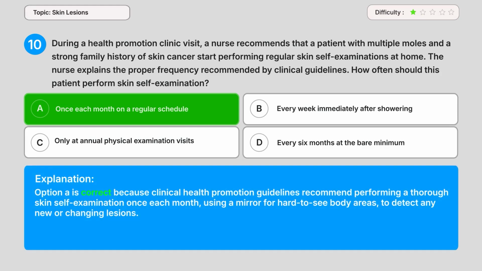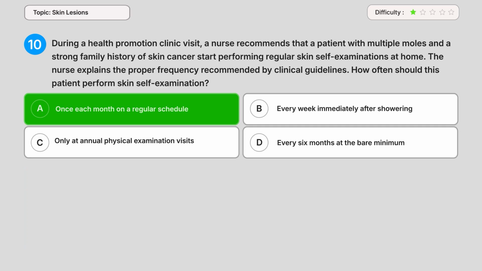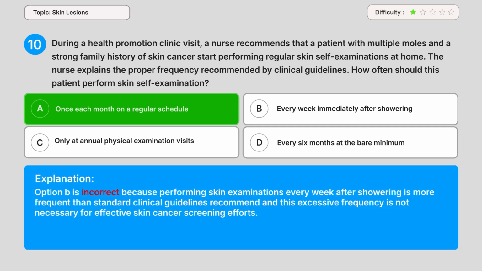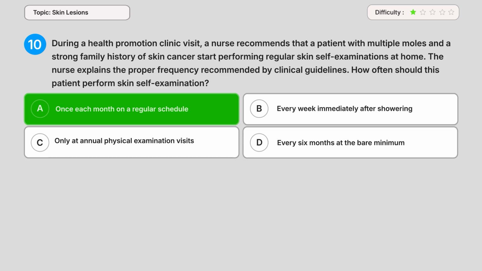Explanation: option A is correct, because clinical health promotion guidelines recommend performing a thorough skin self-examination once each month, using a mirror for hard-to-see body areas to detect any new or changing lesions. Option B is incorrect because performing skin examinations every week after showering is more frequent than standard clinical guidelines recommend, and this excessive frequency is not necessary for effective skin cancer screening efforts.